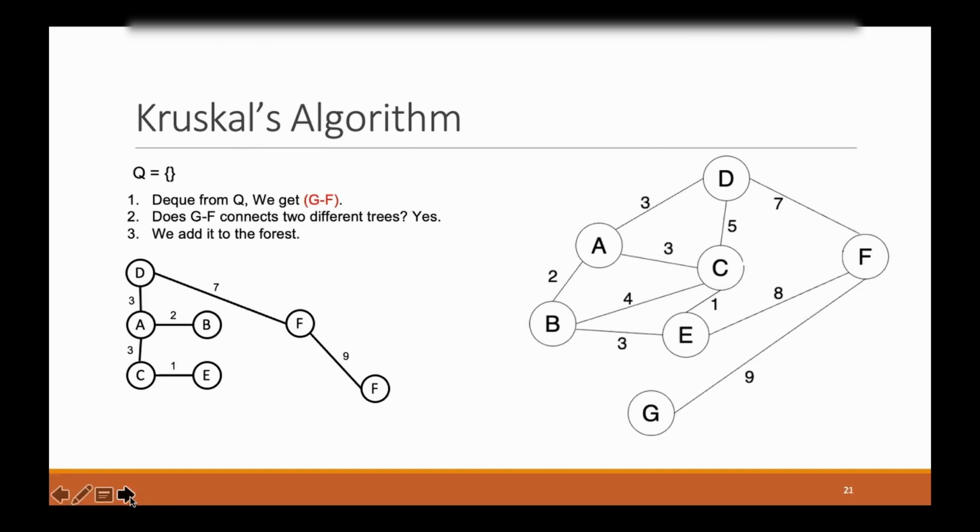Next, we again dequeue the queue and we get GF. So we ask the same question. Is it connecting two different trees? So the answer is yes, it is connecting two different trees. And there's a problem here. I have it wrong here. So it's going to be G. Let me fix that real quick. So this is going to be G, not F. So G and F is connecting two different trees. So we include that in the forest.